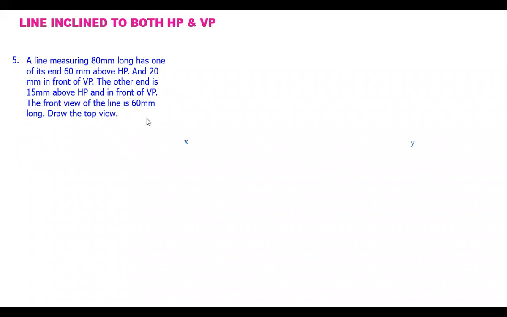So let us represent the data here. Take the reference line, and at a distance of 60 mm above the HP, we draw a line parallel to HP, parallel to the reference line. Now let's mark a point here, that is A dash. So A dash is known, right? And you can draw the projector onto the reference line.